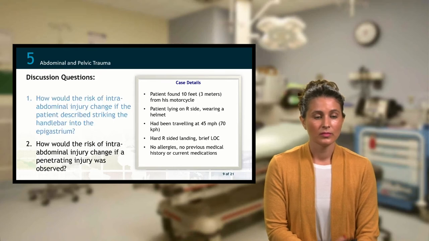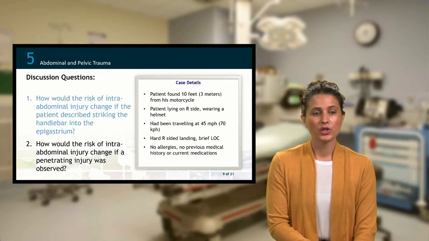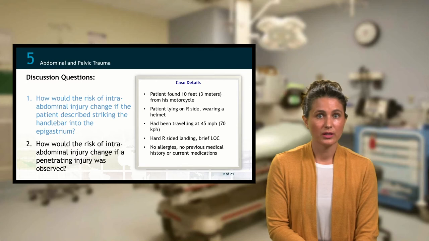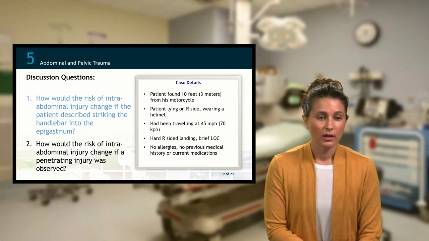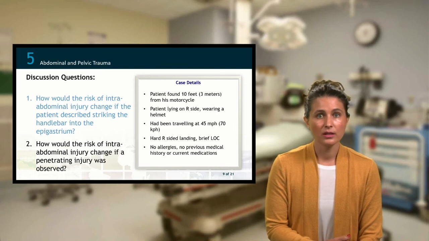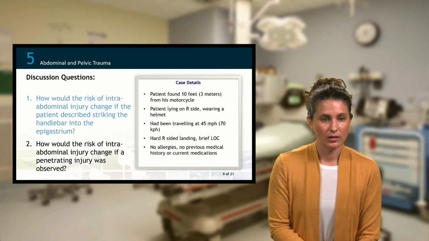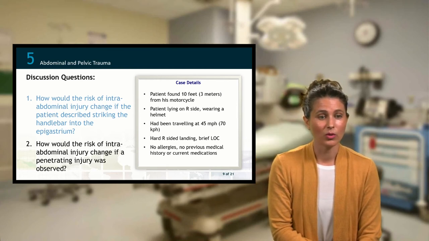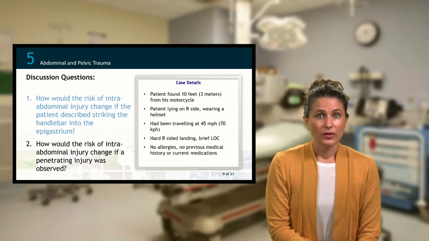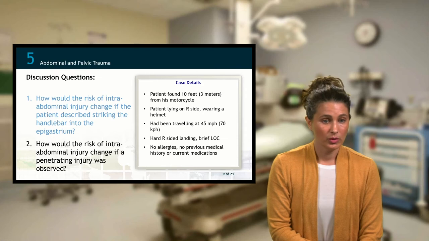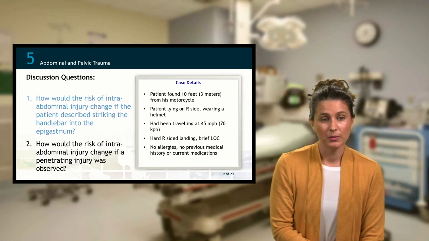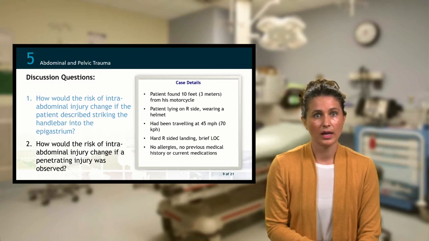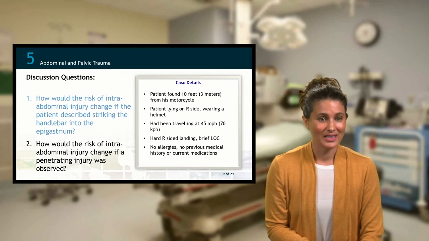How would the risk of intra-abdominal injury change if a penetrating injury was observed? Well, when talking about penetrating injuries, we need to identify the trajectory of the missile object, or if it's a sharp object, like a knife laceration, that will help us identify what organs are at risk for injury. If it's a gunshot wound, the actual site of entry may be remote from the abdomen and the pelvis, but yet may still cause injury to structures within that cavity. So you have to have a high index of suspicion.